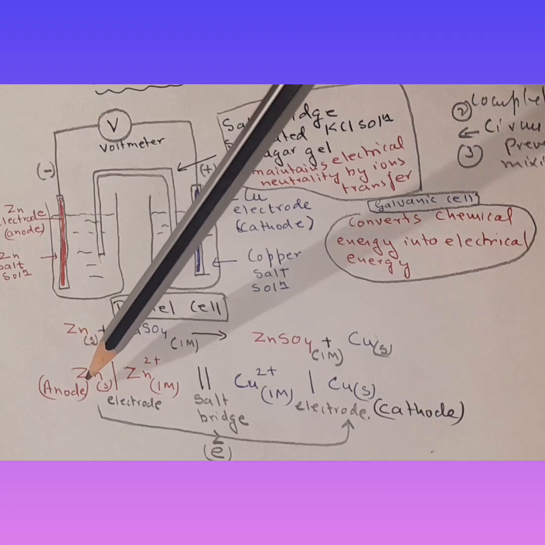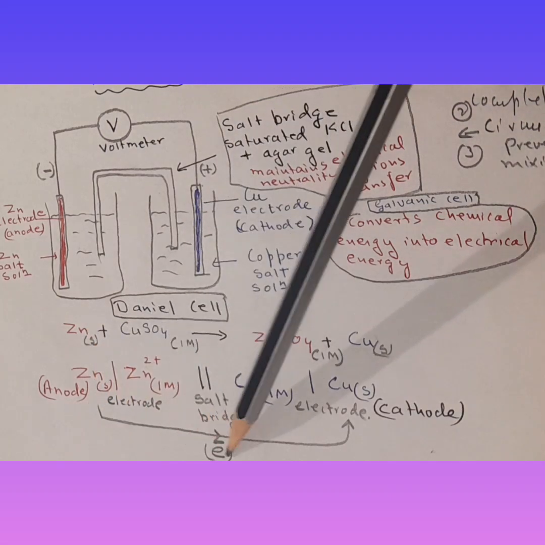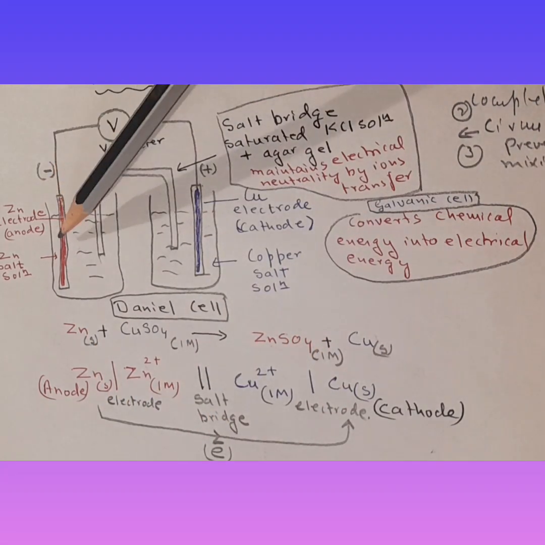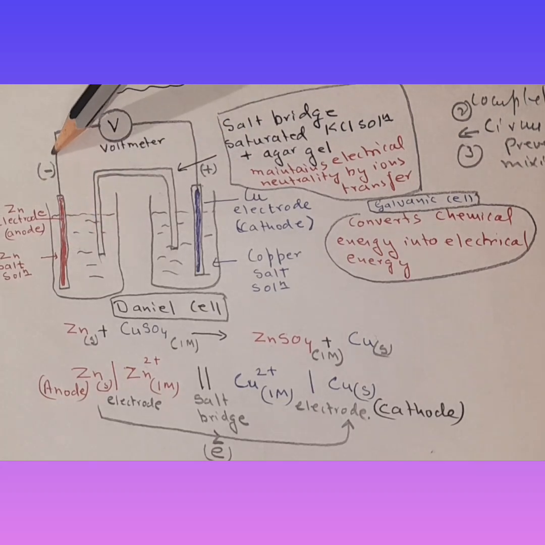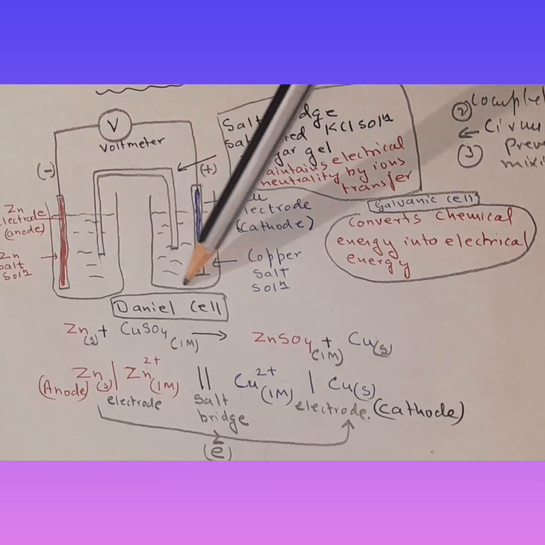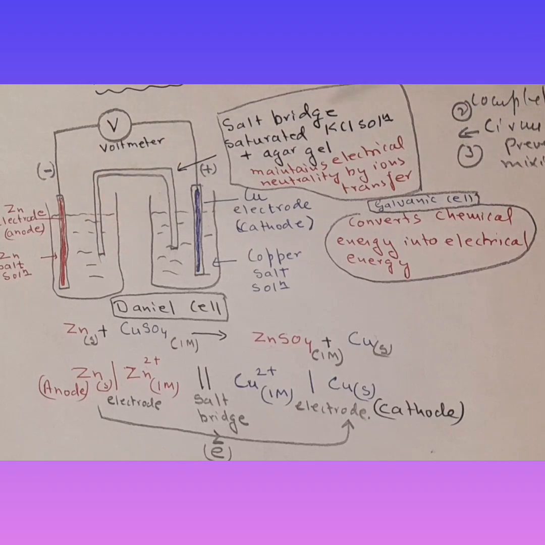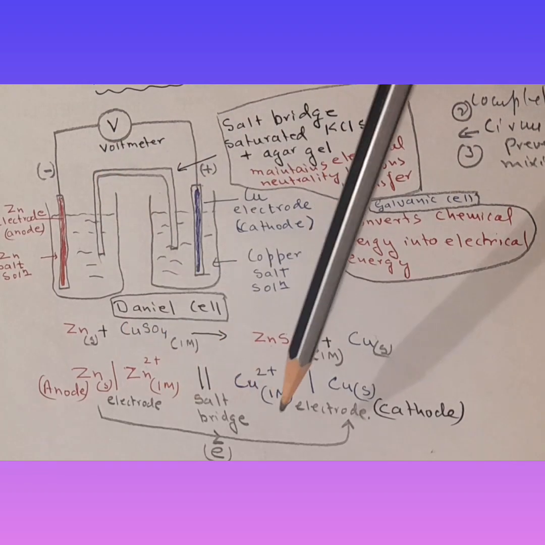So see how electrons are traveling. Electrons are traveling from here, basically from here to here, and go on like this. So the electrons would be traveling like this, and like this. So the circuit is complete. All right, so this is how it is represented.